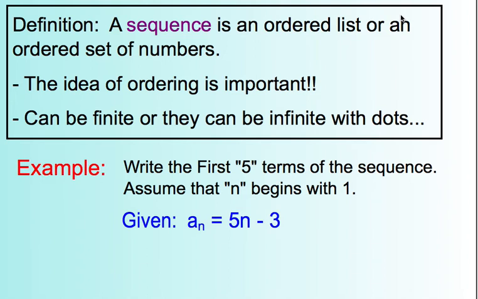For sequences and series. The definition of a sequence is an ordered list or an ordered set of numbers. Remember, order is important. It can be finite or infinite with dots.